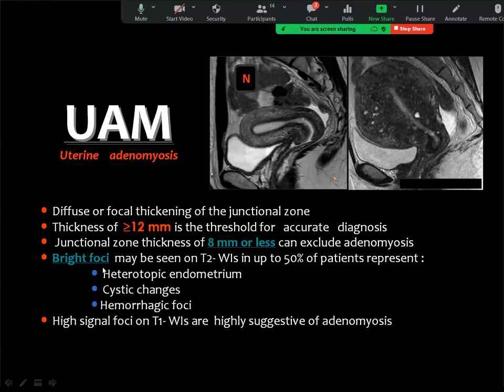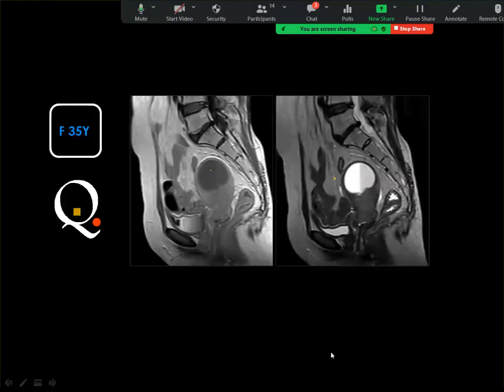The bright foci may be seen in the T2 weighted image in about 50% of the cases. They may represent heterotopic endometrium, cystic changes, or hemorrhagic foci. And sometimes you got bright foci in the T1 weighted images, and they may represent hemorrhage.